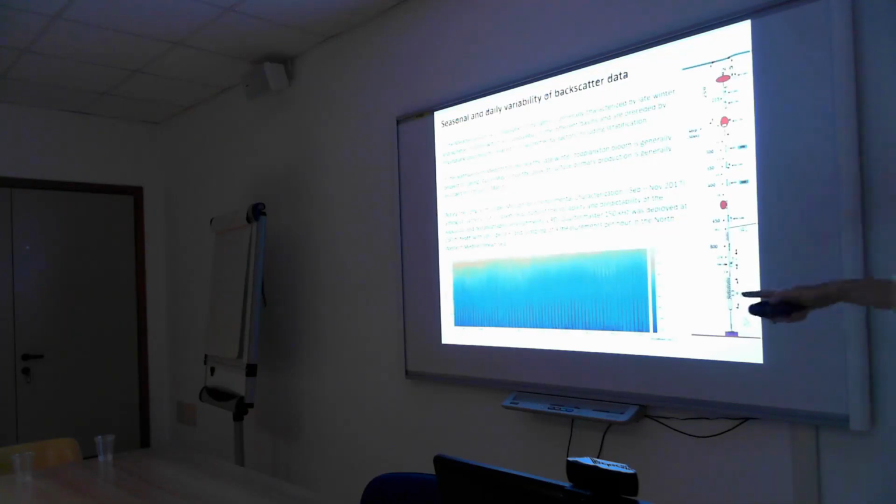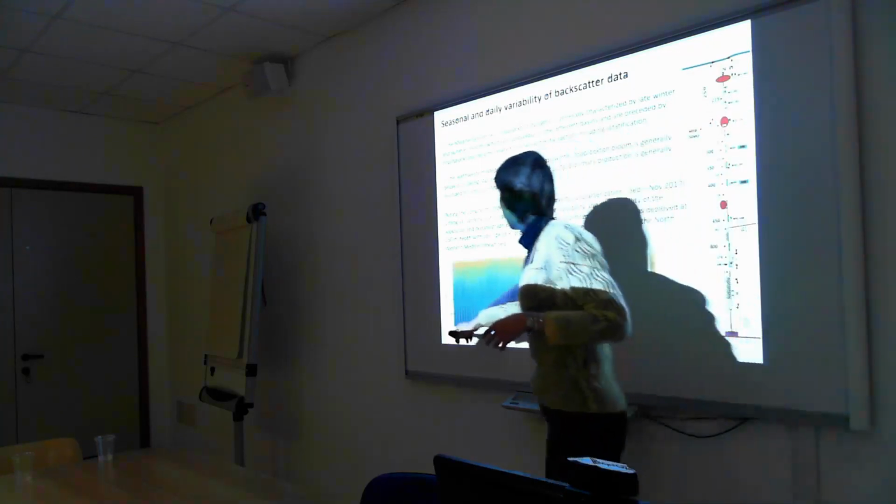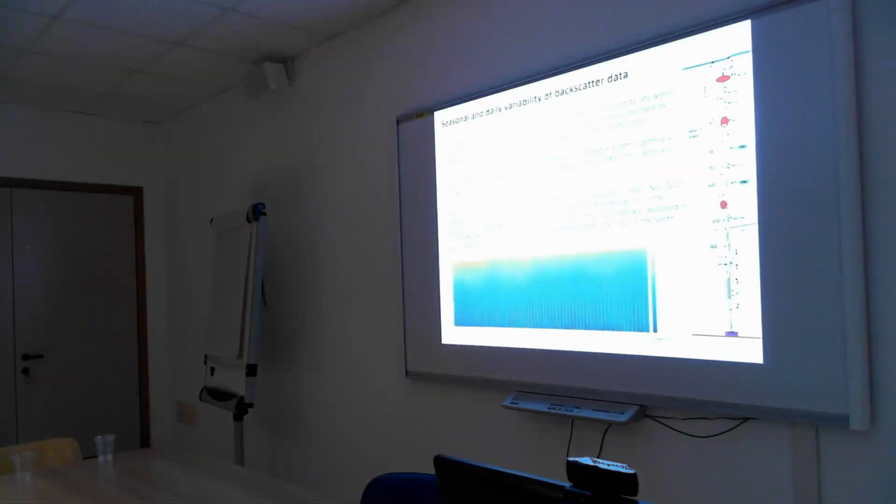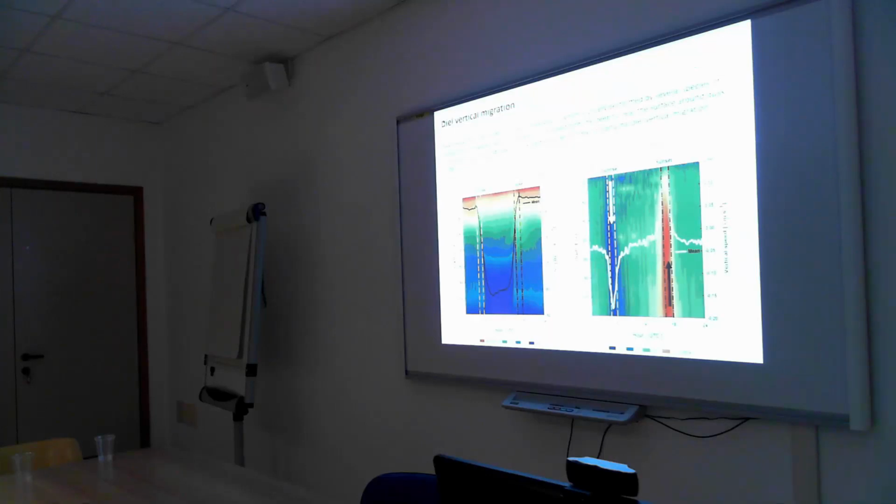If we analyze the time series of the backscatter strength, we can see very high values in the upper 100 meters from mid-September up to mid-October, and this could be ascribed to the late summer bloom that is typical in the northwestern Mediterranean Sea. And it's really interesting to notice a very well detectable periodicity of 24 hours that can be ascribed to the diel vertical migration.